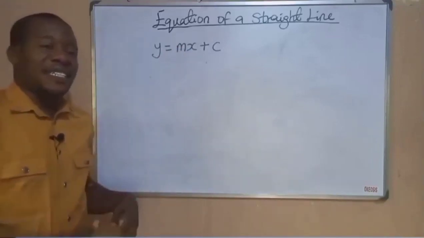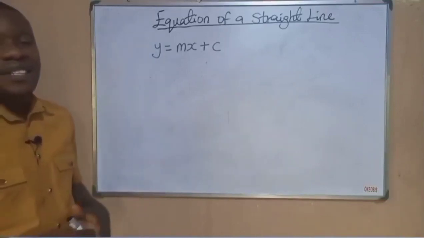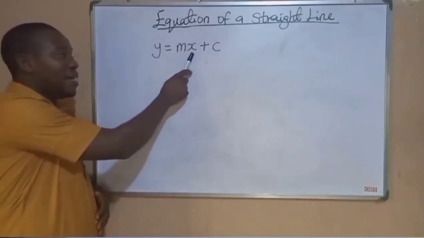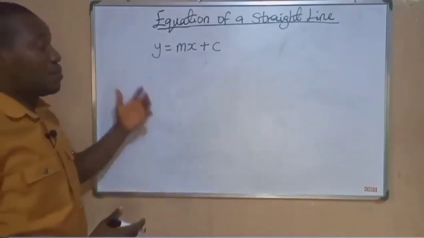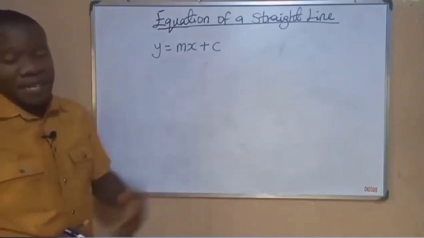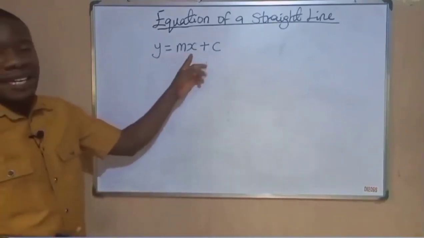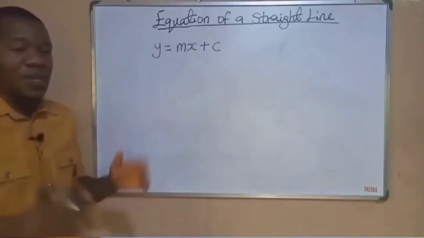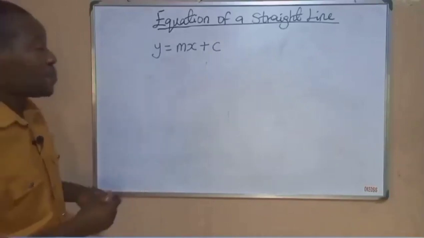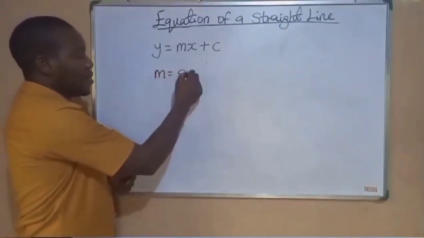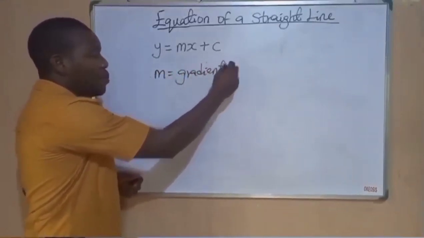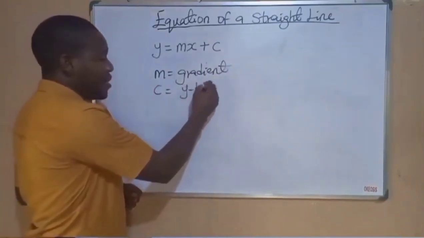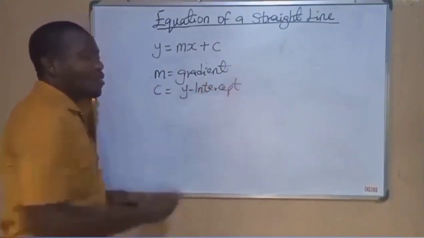That's the equation connecting any two variable points on the straight line, which can be expressed as y is equal to mx plus c. Briefly, we want to describe the meaning of these parameters. y and x are the variable points on that straight line. They are the coordinates of that straight line, any two coordinates on it. m is defined as the gradient or the slope of the straight line. And c is defined as the y-intercept of the straight line.